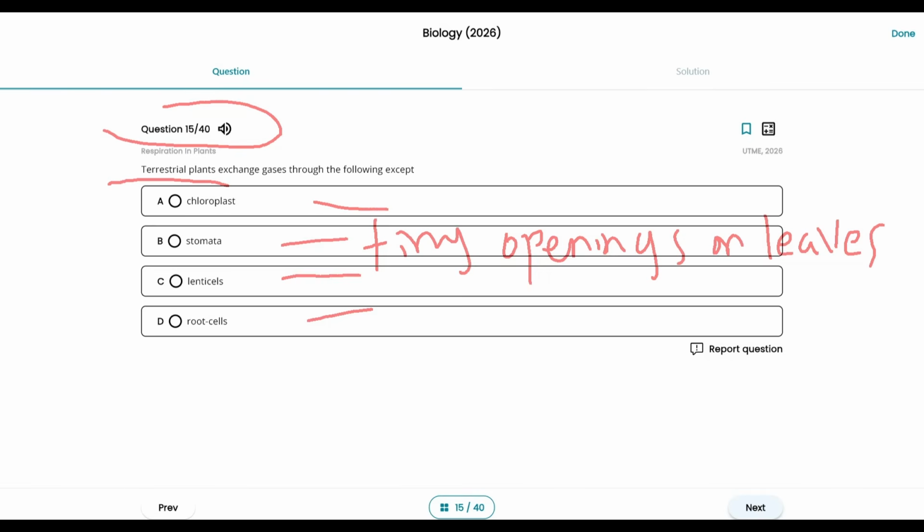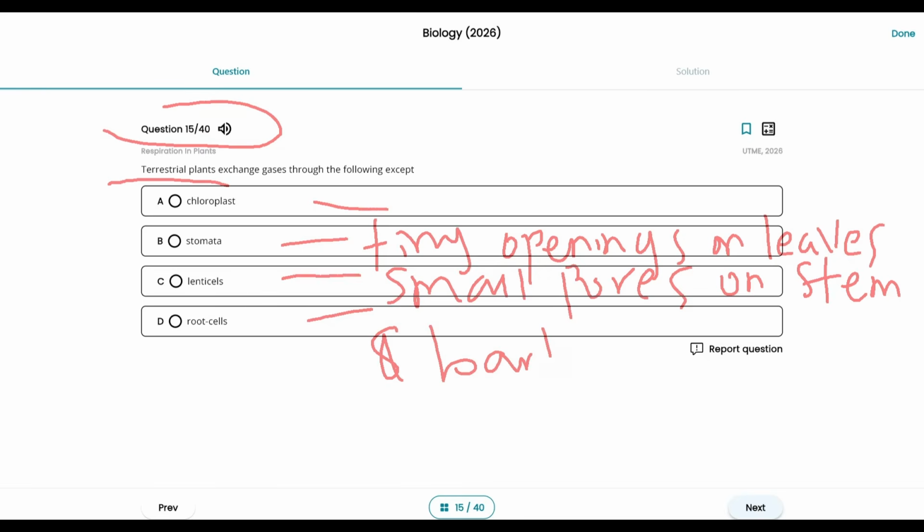Let's look at lenticels. Lenticels are small pores on the stem and bark, or the thick bark of wood. They are small pores on stems and bark for gas exchange, especially in woody plants.